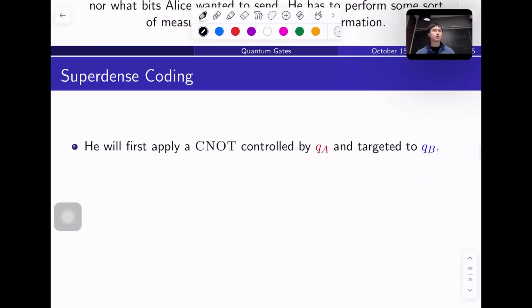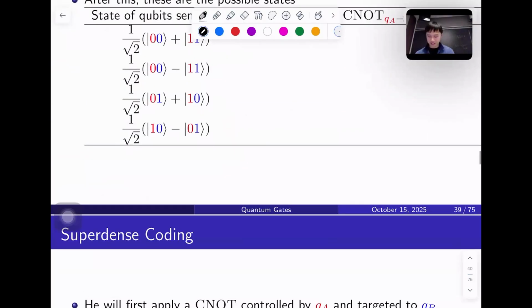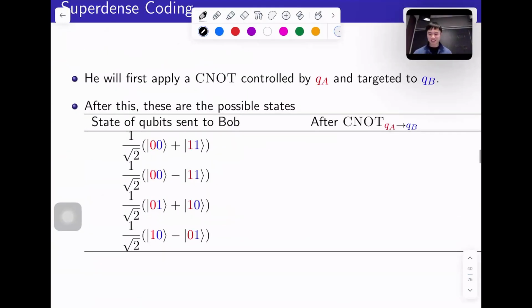Okay, so to describe what Ian's going to do to extract his information, he's going to first apply a C naught. In one sense, he's almost reversing what I did, and he's going to get the information back out. So what happens after this? We can do a bit more practice. Again, we control from the first qubit, and the target is the second qubit for the C naught. Can anyone tell me what happens for this first state after applying the C naught?